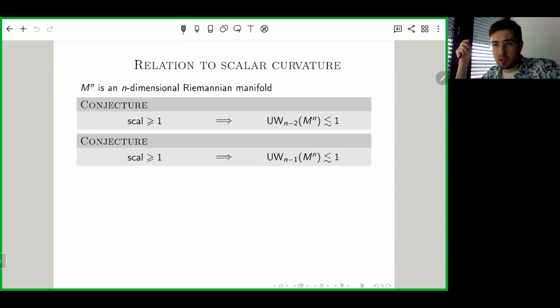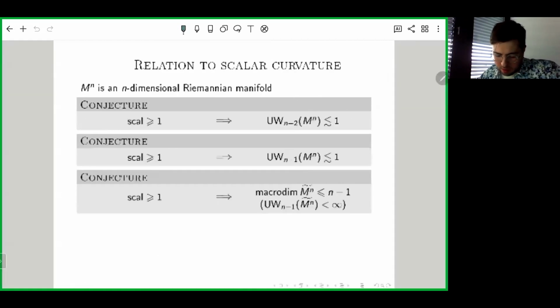So in a weaker version, which is still open, positive scalar curvature implies a bound on the codimension 1 width. It's pretty much the same as to say that the macroscopic dimension of the universal cover of a manifold drops by 1 in the presence of positive scalar curvature.